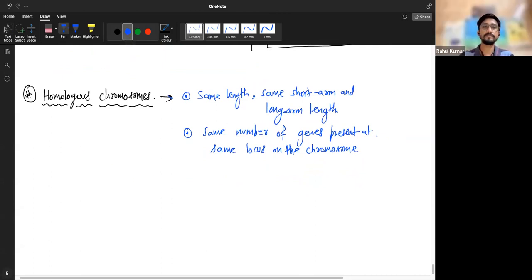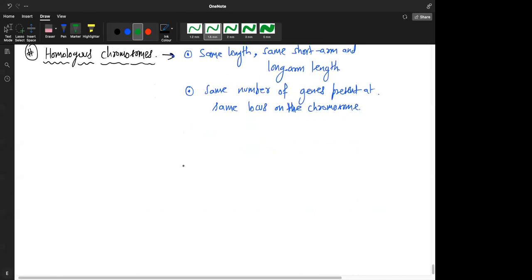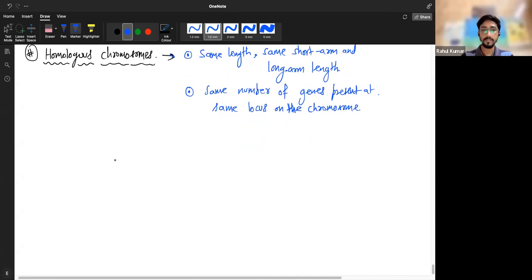Now let me see if this works. Oh, it's very. So I'll be making one chromosome here. Okay, this is one chromosome with. Not right. Can you see now the screen?